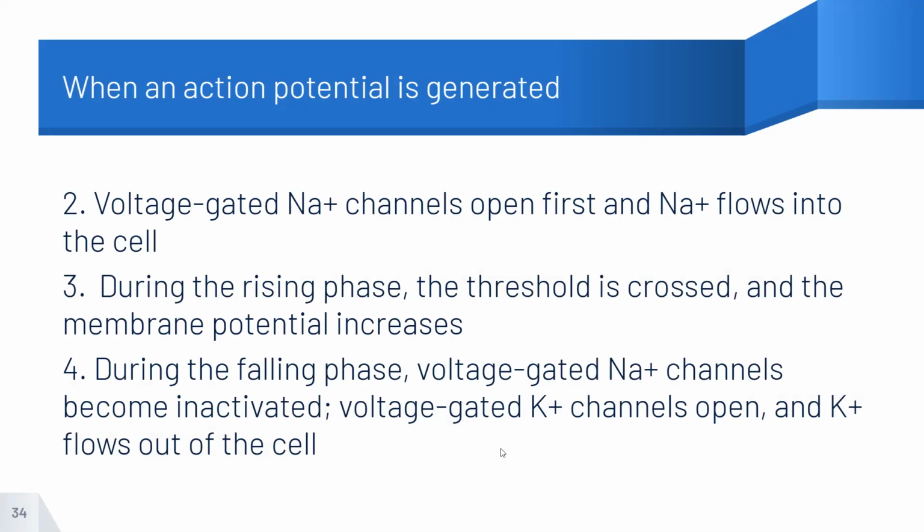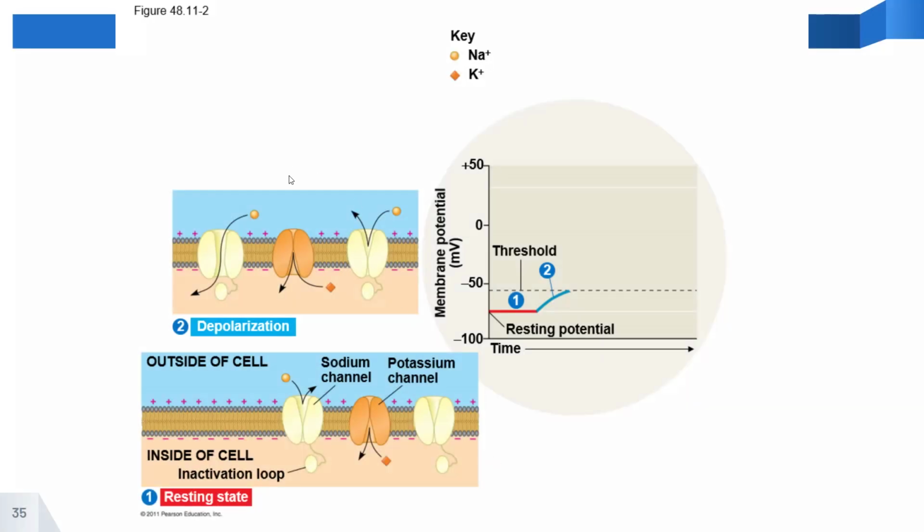Then when an action potential is generated, so a signal is received, that is going to initiate the voltage-gated ion channels to open. So the sodium channels will open. And when the sodium channels open, the sodium ions are going to rush in. So they're going from high concentration to low concentration across the sodium ion channels. So the channels open, and that's going to cause it to become more positive inside the cell.